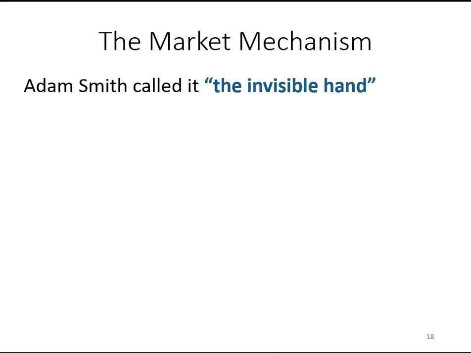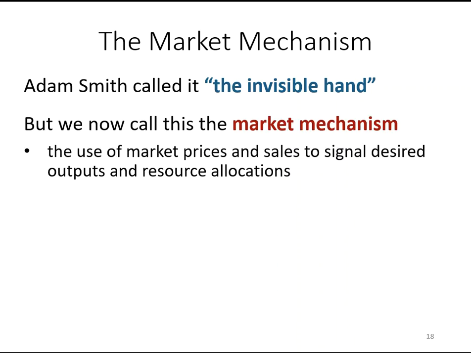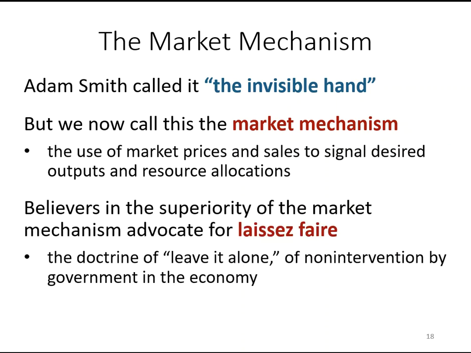So the market mechanism means the use of the market price and the sale to signal desired output or resource allocation. So when the economy uses this mechanism, there is no government intervention. Every market activity adjustment depends on the price, because the price is the signal guiding the producer to produce more or produce less, or guiding the people to buy more or buy less. So the essential feature of the market mechanism is the price signal.